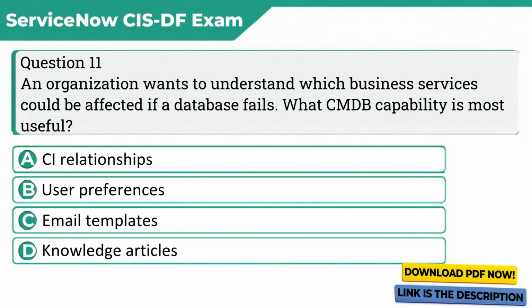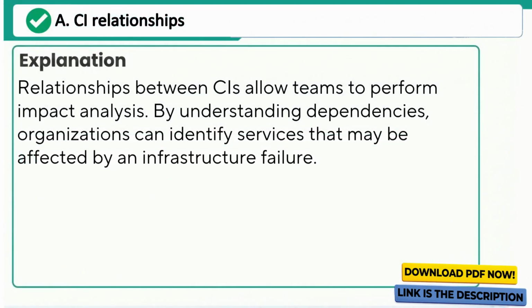B. User preferences. C. Email templates. D. Knowledge articles. Correct answer, A. CI relationships. Explanation. Relationships between CIs allow teams to perform impact analysis. By understanding dependencies, organizations can identify services that may be affected by an infrastructure failure.